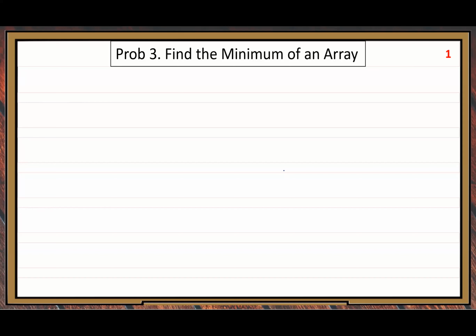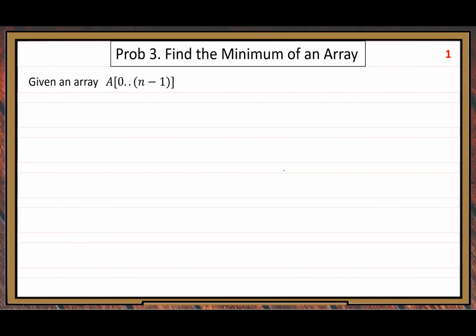Problem number 3, find the minimum of an array. That's the title. Let me give you the question first. Given an array, our usual representation, capital A, with n elements. Here, I didn't mention whether this array is ordered or unordered. That means unordered, right? If I do not say ordered, then we just assume it is unordered.